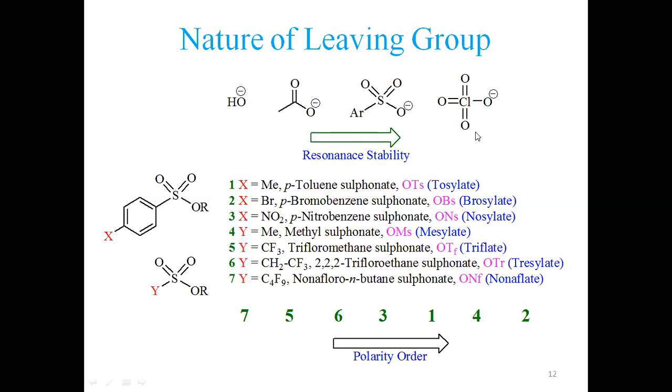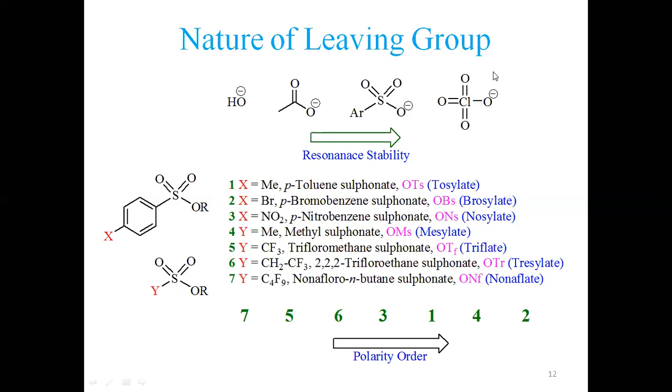So we shall say chlorate shall be the best leaving group among these four. Moderate shall be this one, and very poor or unsatisfactory you can say is this acetate, and very poor can be OH. So this is what I have presented on the nature of the leaving group. Which leaving group is the best among them?